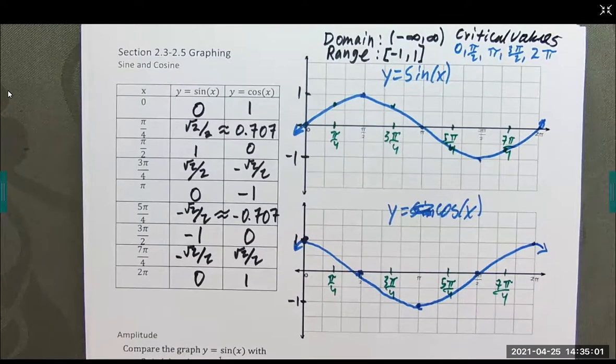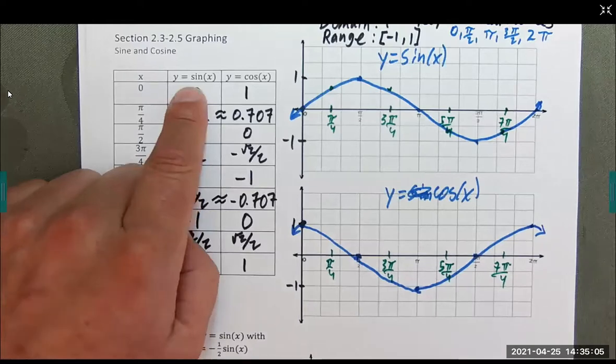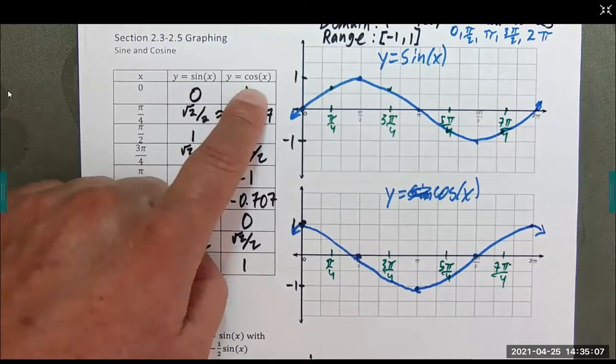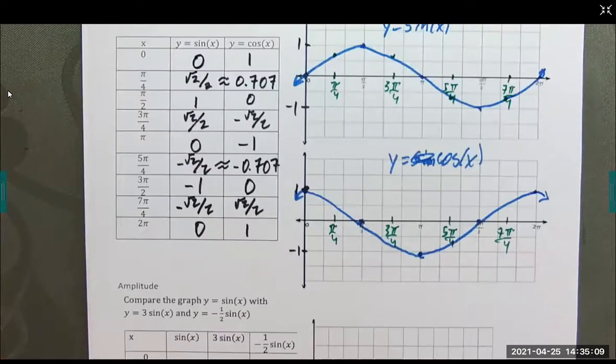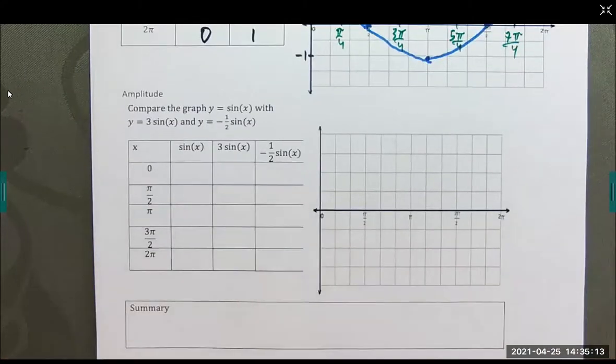Let's talk amplitude. So I'd like to point out for these two, the coefficient is a 1 times sine x, 1 times cosine x. We're going to say, what if it's no longer a 1? What if it's something other than that? And that brings us to amplitude.